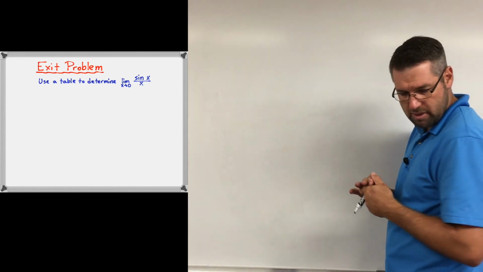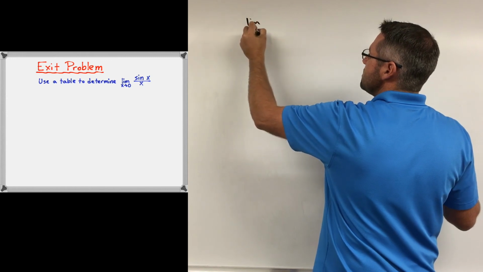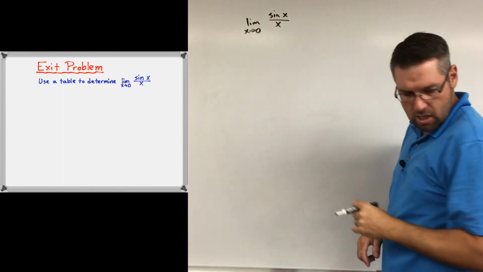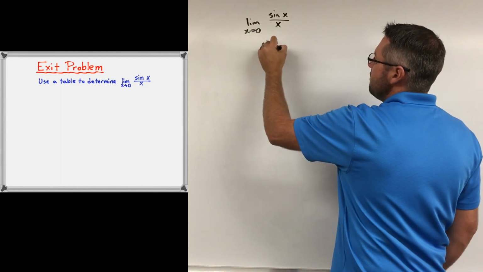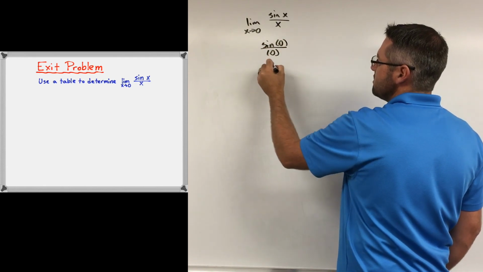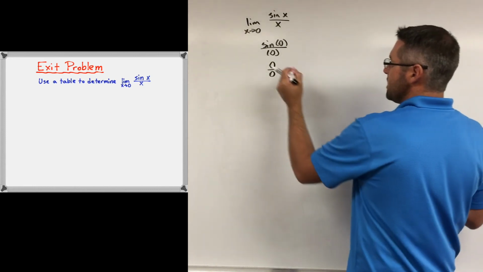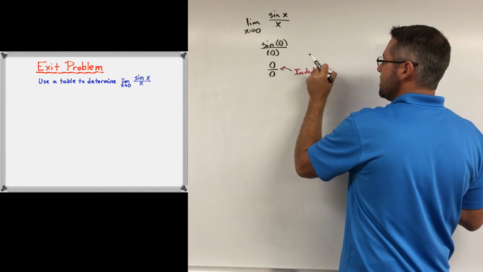But this exit problem here, we're looking for the limit as x approaches 0 of sine of x over x. Let's go ahead and try substitution. So we end up with sine of 0 over 0. Well, what's sine of 0? Sine of 0 is 0, so 0 over 0. Uh-oh. What is that called again? That's called indeterminate.